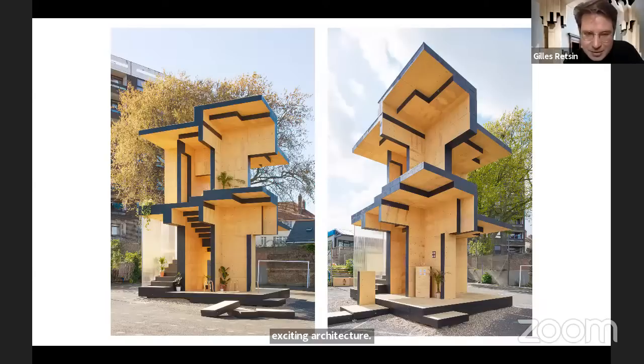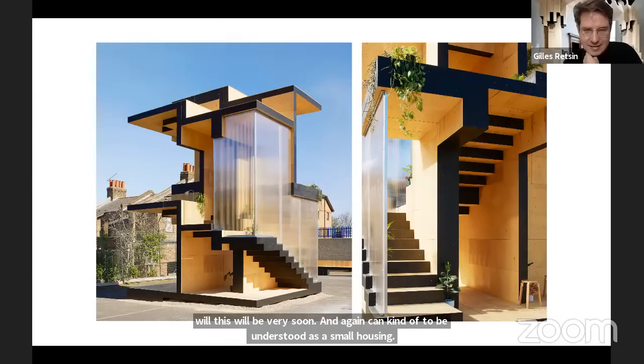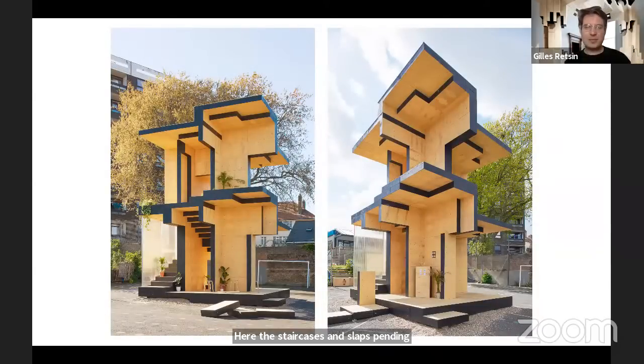So yeah, this hasn't been published yet, but this will be published soon. And again, it's to be understood as a small housing prototype. Here the staircases and then the slabs spanning out. Yeah, so that's it for me for today.